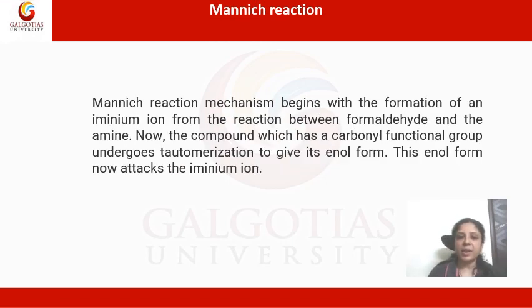The Mannich reaction mechanism begins with the formation of an iminium ion from the reaction between formaldehyde and an amine. Now, the compound which has a carbonyl functional group undergoes tautomerism to give its enol form. This enol form now attacks the iminium ion. This we have also discussed in the animation.